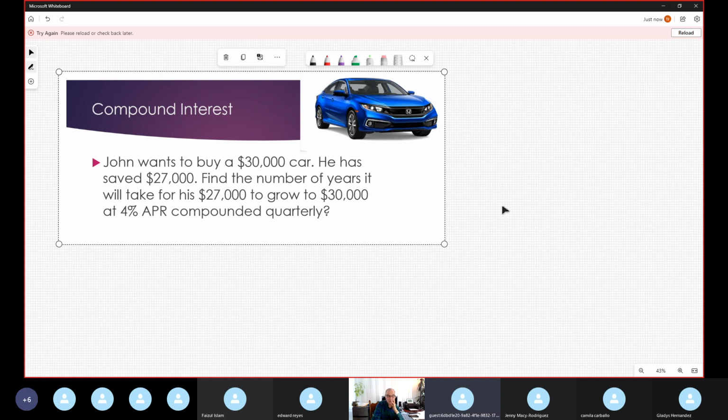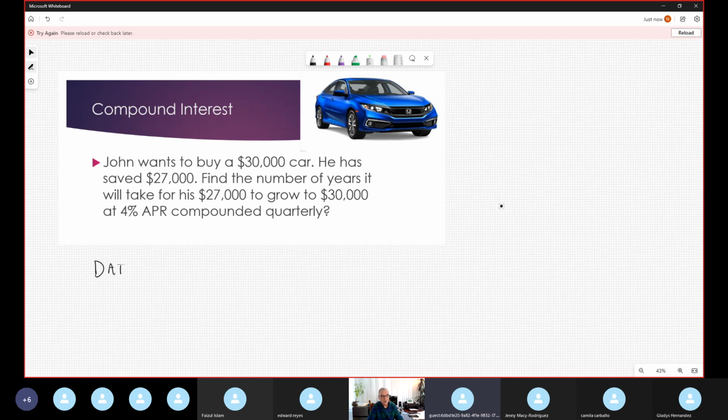I need to understand the word problem. Just copy the data here. What is the information of the word problem? What does $30,000 mean? It's the future value. Very well, it's capital A, the money I need in the future. Nice, $30,000 is the money I need to have in the future to buy the car.